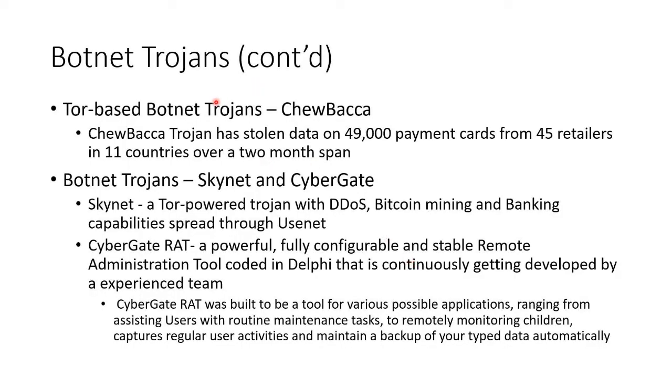There are all sorts of botnet Trojans. There's Chewbacca, it's Tor-based. It has stolen almost 50,000 payment cards from 45 retailers in 11 countries in just a 2-month span. There's Skynet and Cyberbase. Skynet is also Tor-powered, does distributed denial of service, Bitcoin mining, and stealing banking info. It's spread through Usenet. There's the Cybergate Remote Access Trojan, RAT, fully configurable, stable remote access, remote administration tool.